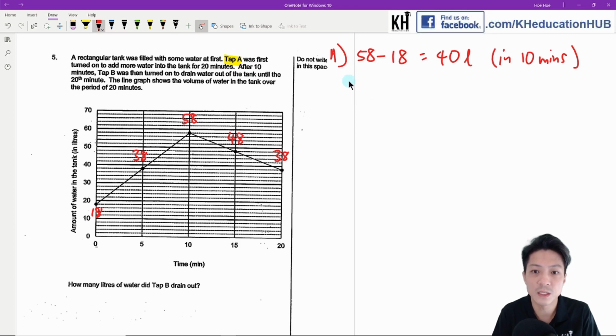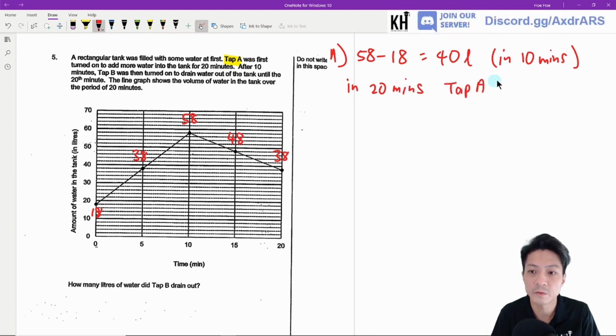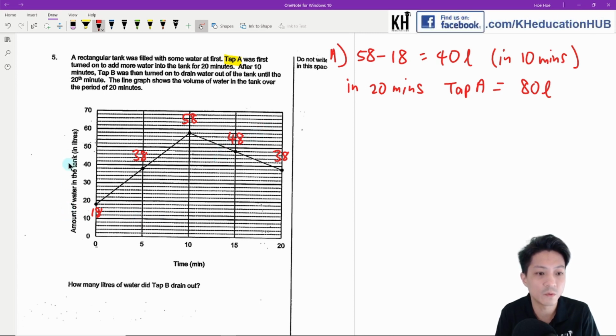Okay, so which means that in 20 minutes, tap A will fill up 80 liters. But if we look at the amount of water in the tank at the end of 20 minutes, there's only 38 liters.